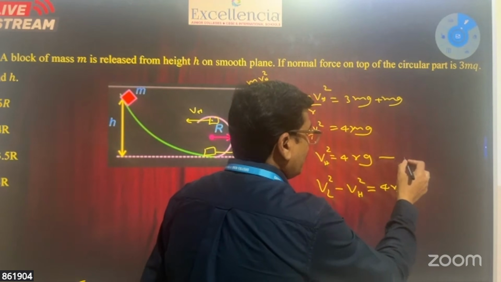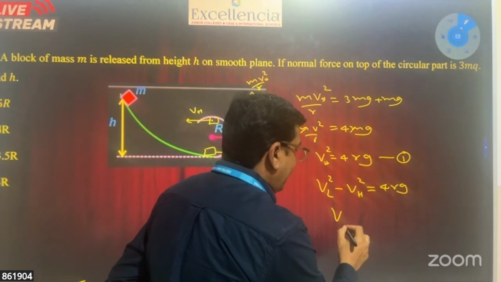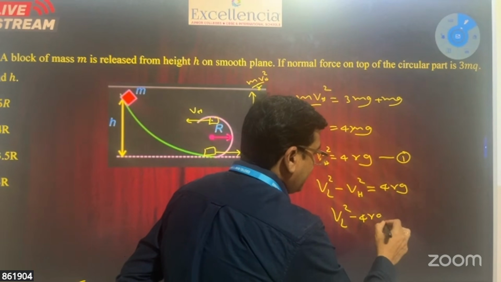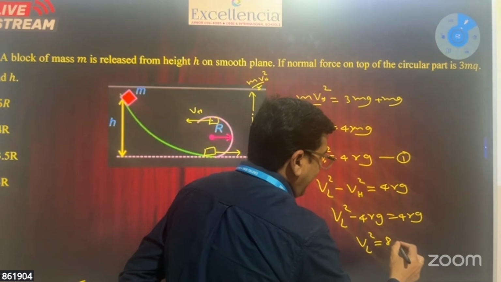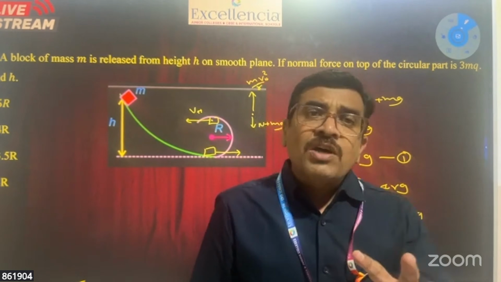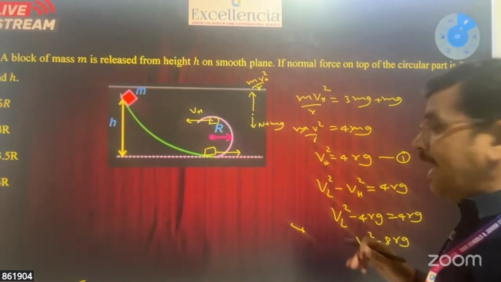But now we got VH square as rg. So I'll substitute: VL square minus rg is equal to 4rg. Therefore, VL square will be written as 5rg. So I got the velocity exactly at the lowest point of this curvature is 5rg.